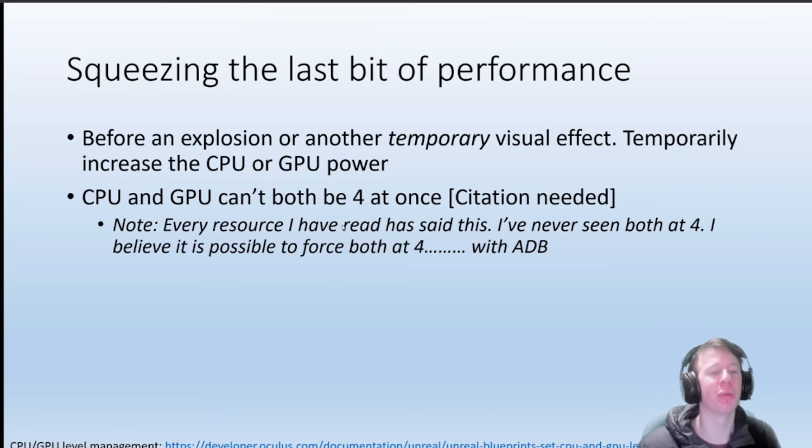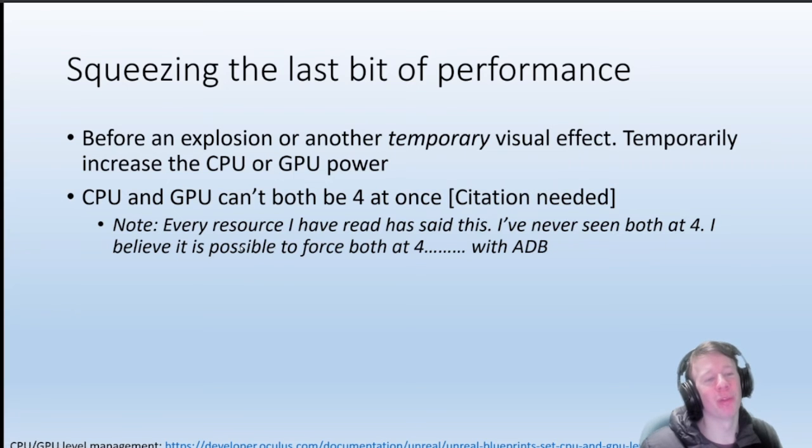And if you set it to 0, then it will just choose the lowest available GPU level that can render your scene. Every talk I've watched about performance says that the CPU and GPU level can't both be 4 at once. I couldn't find any official documentation saying that, but I've never ever seen both at 4, and I've definitely been pushing the headset to its limit. So I don't think it's possible to have both at 4.